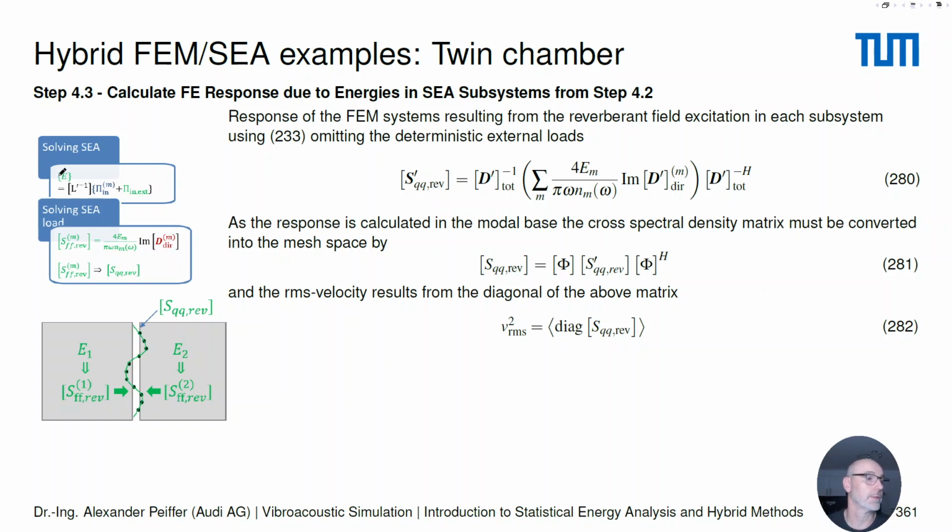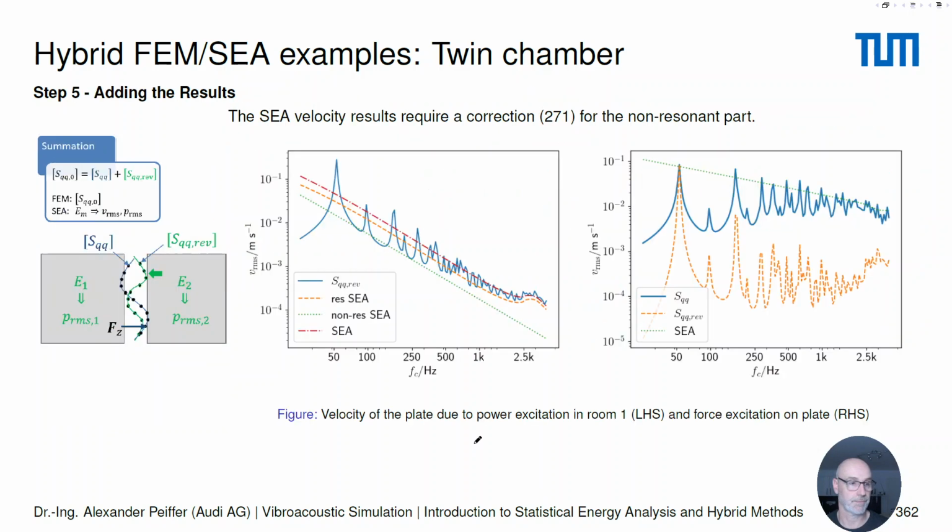So coming back, I get the energy from the SEA solution shown in the slide before. Using this energy and using the diffuse field reciprocity, I can calculate the response due to the reverberant field in both cavities. And from this, again, I can calculate the averaged velocity. Good.